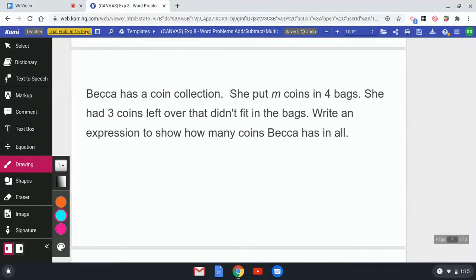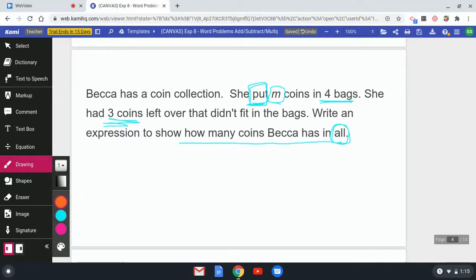All right, here we have Becca. She has a coin collection. She put M coins in 4 bags. I'm going to also kind of box out that word put. She had 3 coins left over that didn't fit in the bags. Write an expression to show how many coins Becca has in all.